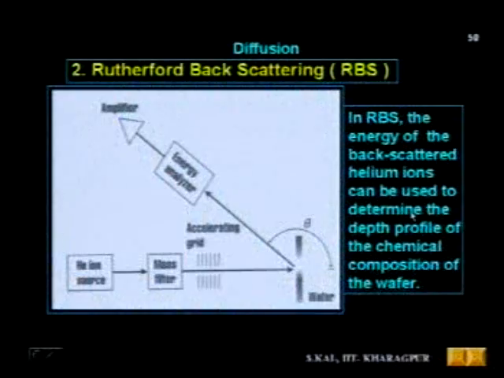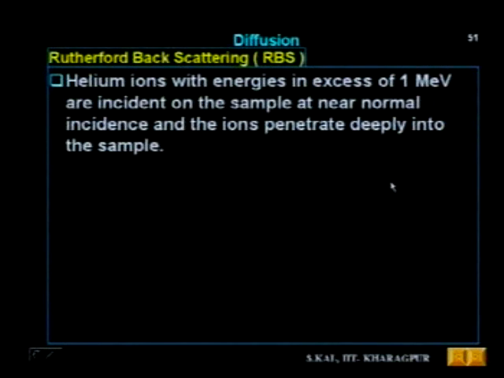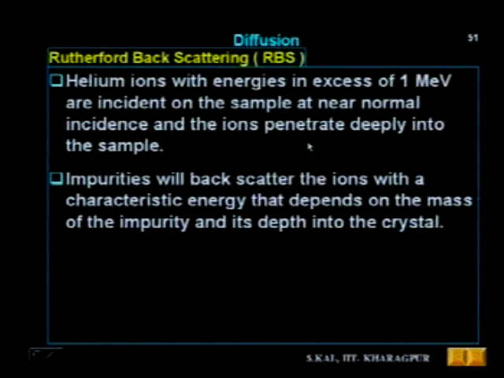So in RBS, the energy of the backscattered helium ions can be used to determine the depth profile of the chemical composition of the wafer. That is the purpose of RBS. And here the salient points are like this. In the RBS process, helium ions with energies in excess of 1 MeV are incident on the sample at near normal incidence, and the ions penetrate deeply into the sample.